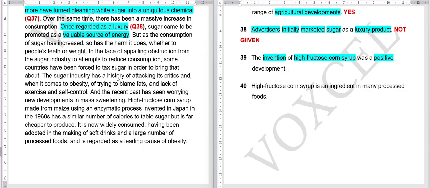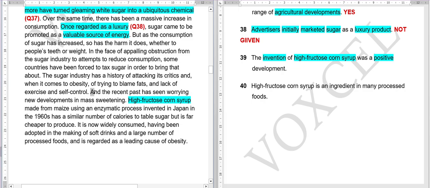The sugar industry has a history of attacking its critics, and when it comes to obesity, of trying to blame fats and lack of exercise and self-control. And the recent past has seen worrying new developments in mass sweetening. High fructose. So here is our high fructose corn syrup. High fructose corn syrup, made from maize using an enzymatic process invented in Japan in 1960, has a similar number of calories to table sugar, but is far cheaper to produce. So now they're talking about this particular thing.